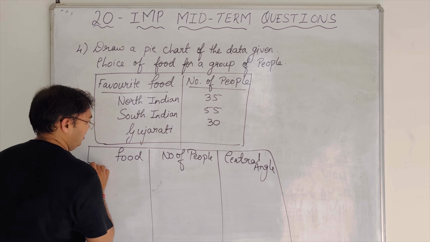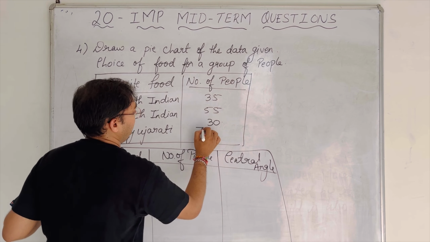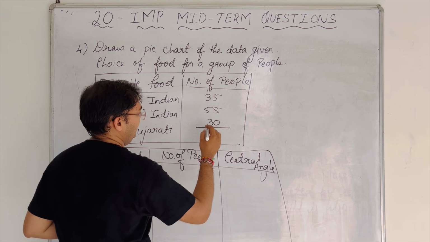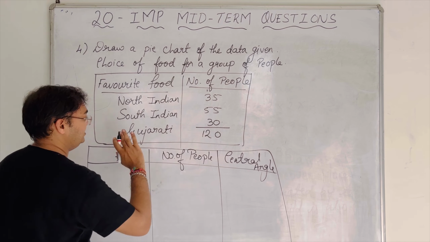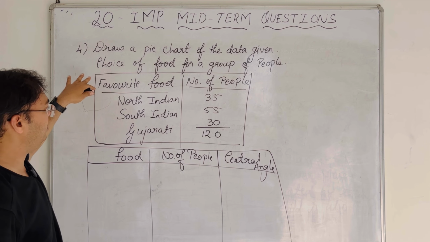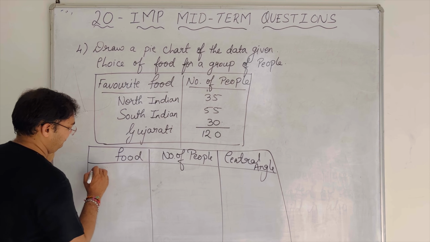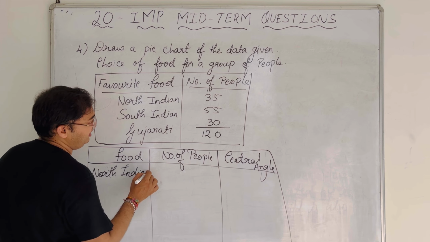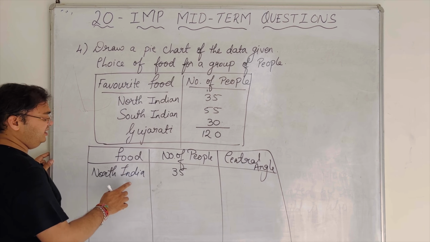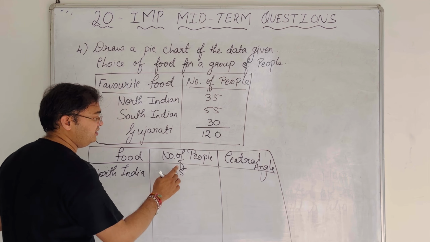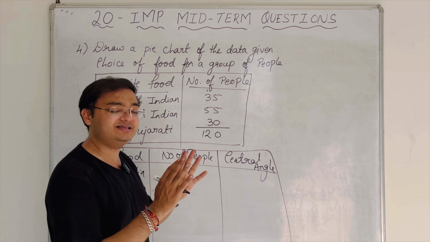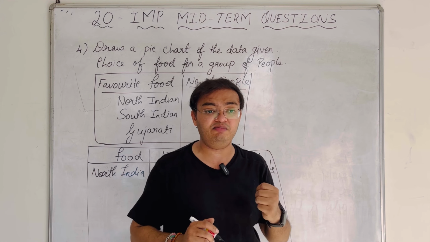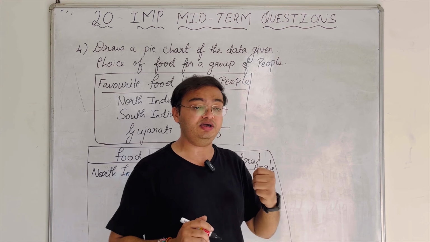See, first of all, we will find the total number of people here. That is 10 here, 1 carried down, that is 9, 9, 10 and 12. 120 people are there in total who are being surveyed for the favorite food. First food item is North Indian. How many are there? 35. North Indian has 35 people, and whenever we talk about central angle, it's the same as the probability formula: number of favorable food item people upon total number of people.